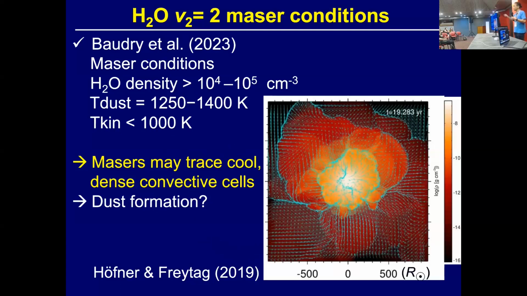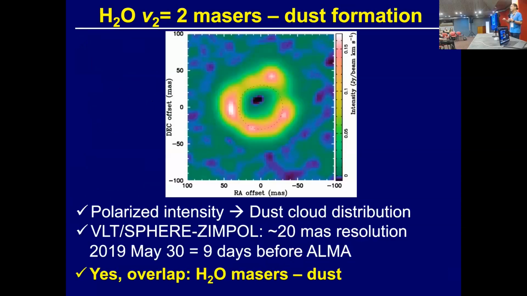But the question is, the cool, dense environment is exactly favorable for dust formation. So a legitimate question is, does dust form as well? We check that by taking a look at the polarized intensity map, because polarized intensity shows us the dust cloud distribution. And fortunately, just 9 days before our ALMA observation, there was a VLT SPHERE observation with a 20 milliarcsecond resolution, comparable to our ALMA data.